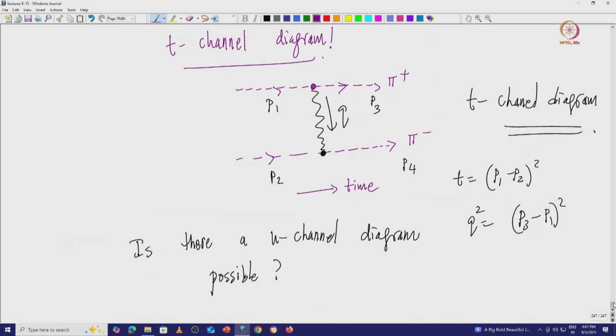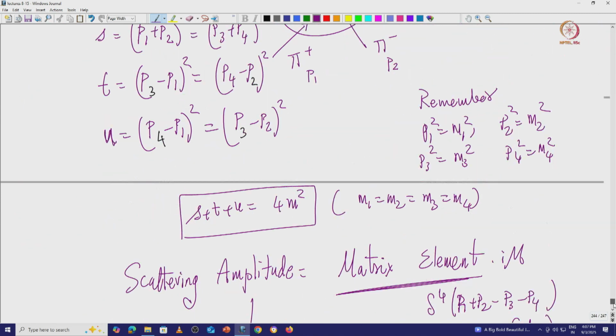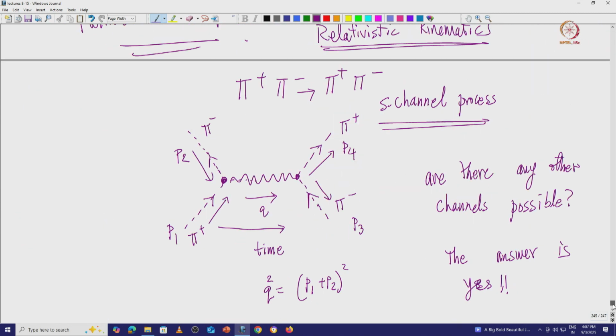To calculate M, I will consider the process at hand, which is pion scattering. I will try to draw all possible channel processes, S channel or T channel, which are allowed in this particular scattering process. If you take time in the horizontal direction, there could be an S channel process in which the pions annihilate and form a virtual photon and then decay again into pi plus pi minus.